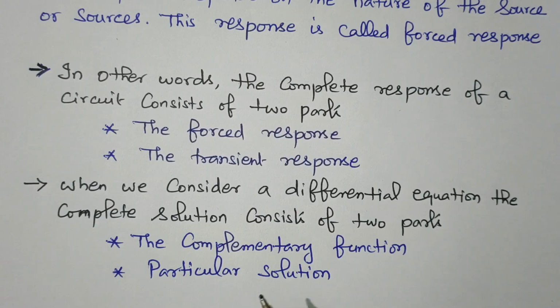Then natural response and forced response, that purely depends upon the source. If the source is not affecting the circuit, it means natural response. If the source is affecting the nature of the circuit, it means it is a forced response. Then transient response means the storage elements deliver the energy to the resistor. That is called a transient response.